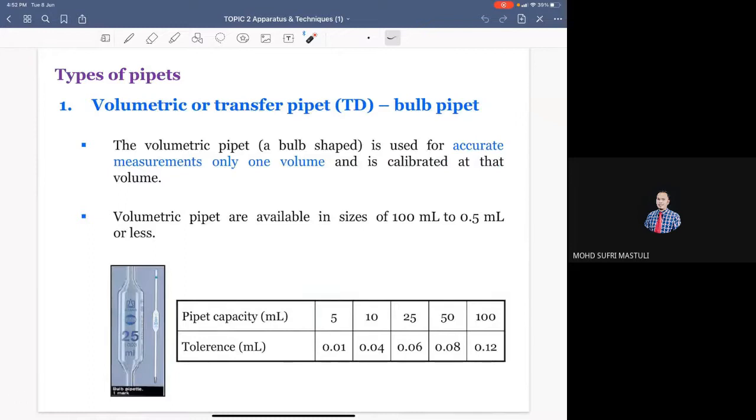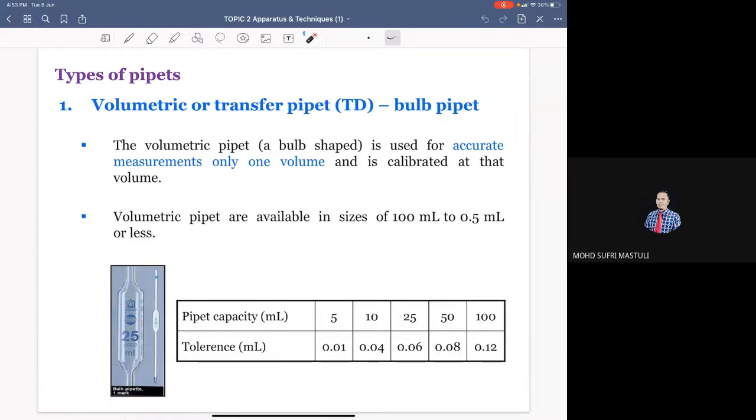So, a few types of pipette. First, the volumetric or transfer pipette. Sometimes we call it a bulb pipette because it has a bulb in the middle. This bulb pipette is labeled TD, to deliver. The volumetric pipette is used for accurate measurement of only one volume. For example, this one is 25 ml, so it can measure only 25 ml of volume.